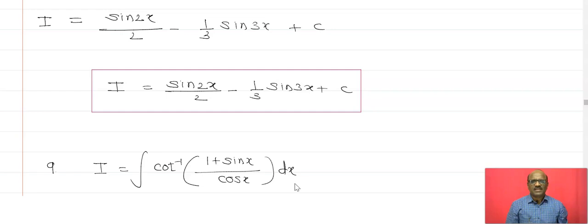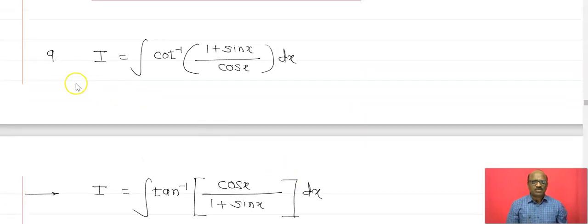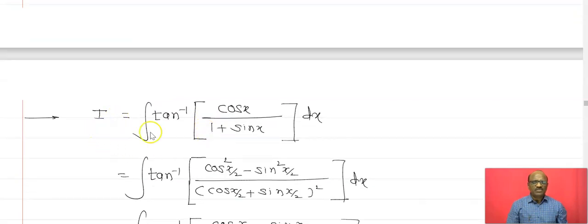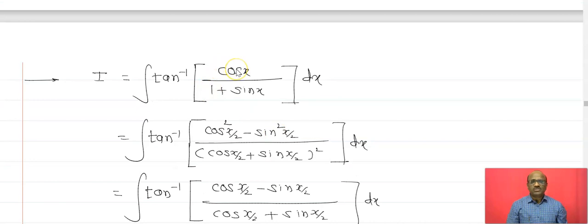Now, next problem number 9, I is equal to the integral of cot inverse in bracket 1 plus sin x upon cos x. Now, cot inverse of 1 upon x means what? Tan inverse of x. In a similar manner, we can write here tan inverse of cos x upon 1 plus sin x.